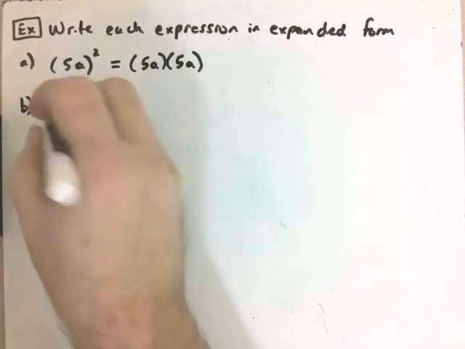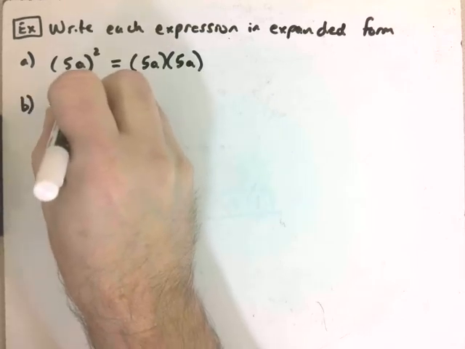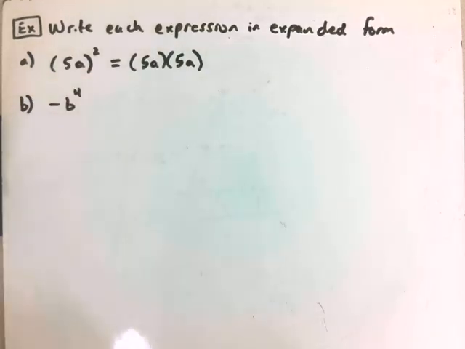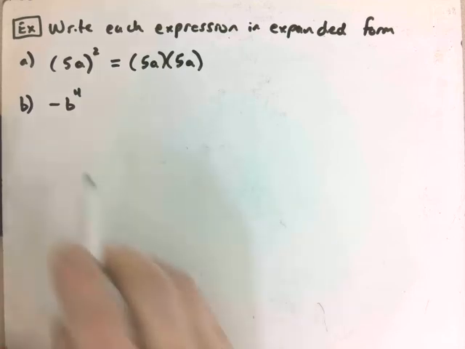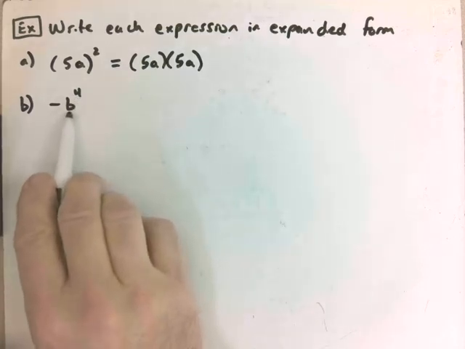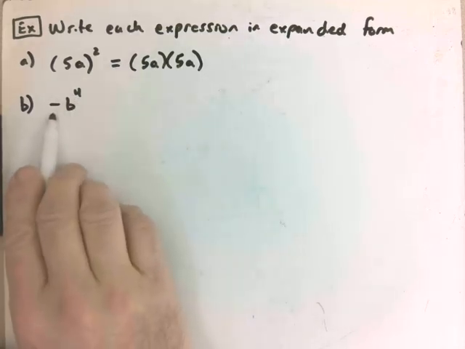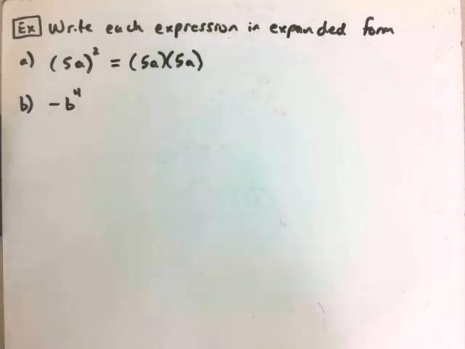For letter B, we'll take a look at a negative b to the 4th. Our exponent here is 4. Directly below and to the left is our letter b. So the question is, is that negative included as part of the base? Is that also raised to the 4th power, or is just the b raised to the 4th power?